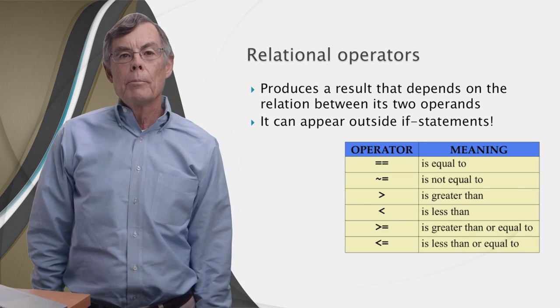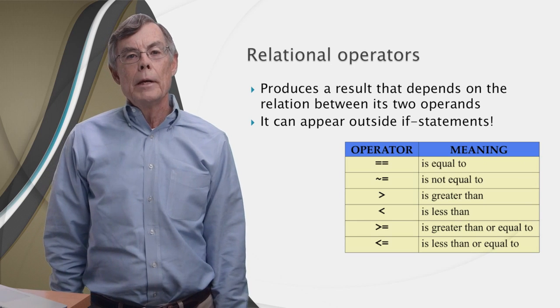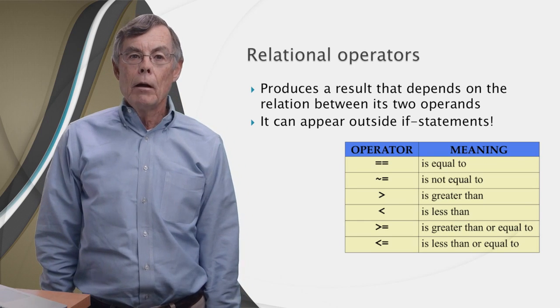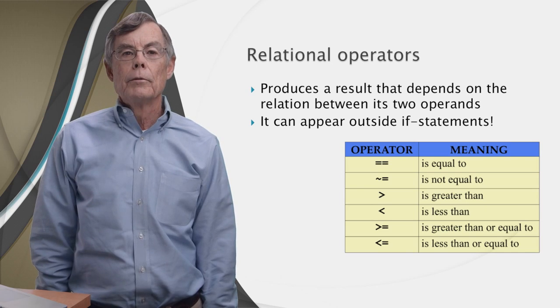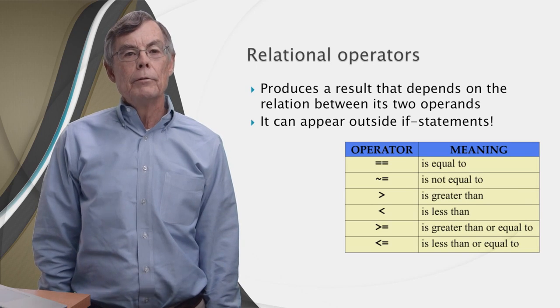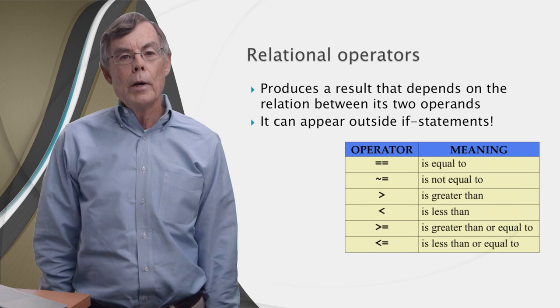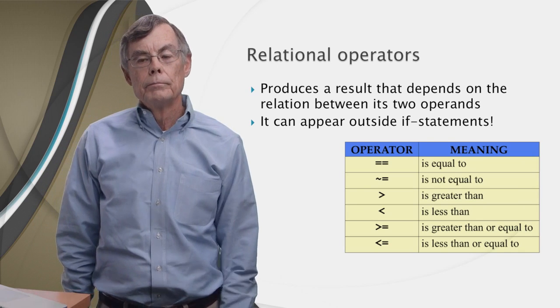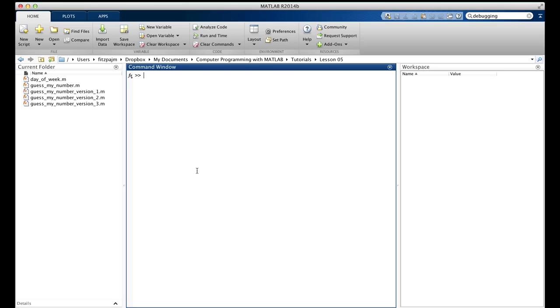We've seen how to use these operators inside if statements. What may be surprising is that they can also be used outside if statements, and they produce values. Let's take a look at this other way to use relational operators. Let's see. 10 double equals 20. Answer equals 0. 3 double equals 35 minus 32.